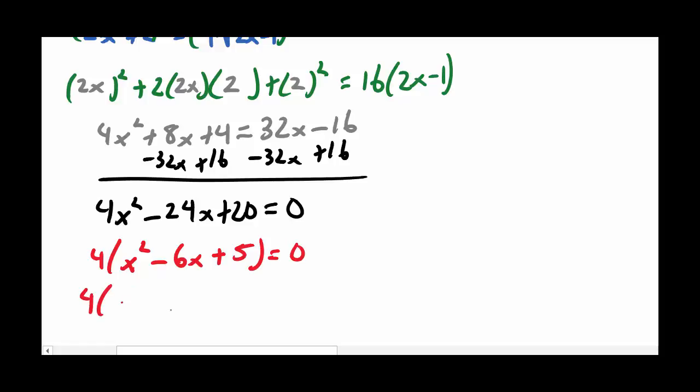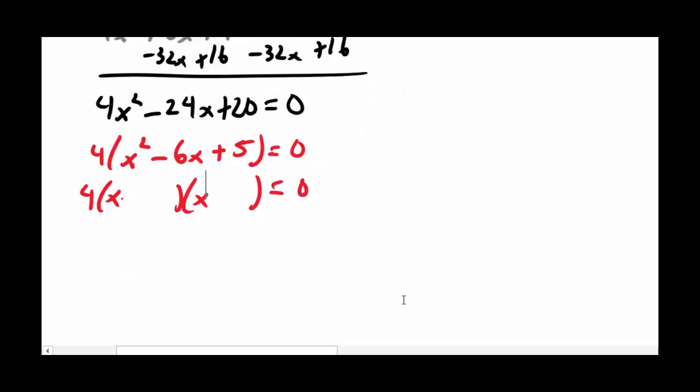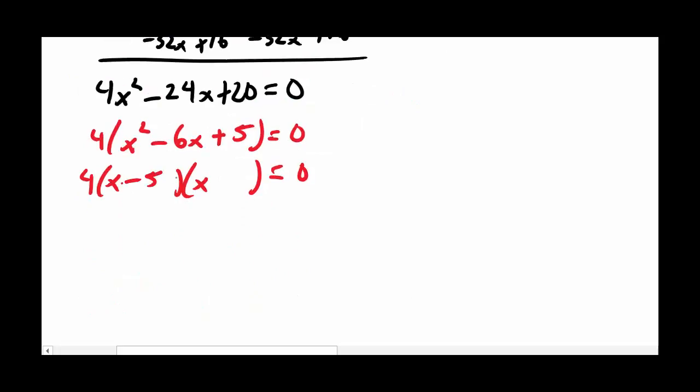And that I can easily factor. So that's an x and an x. Minus 5 minus 1. Okay, so then when I set each of these equal to 0 and solve, I get x equals 5 and x equals 1.